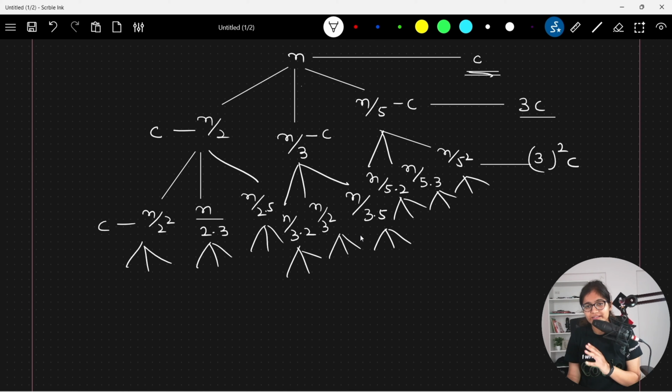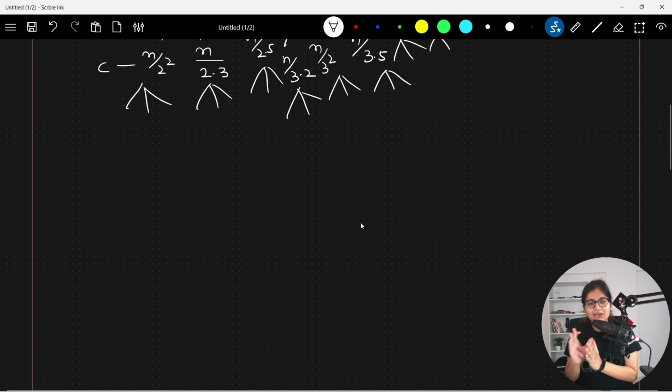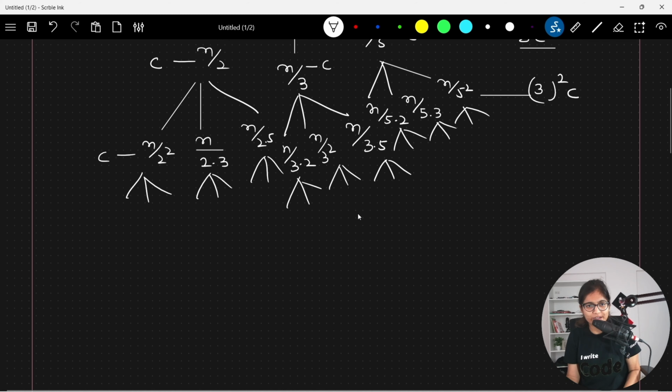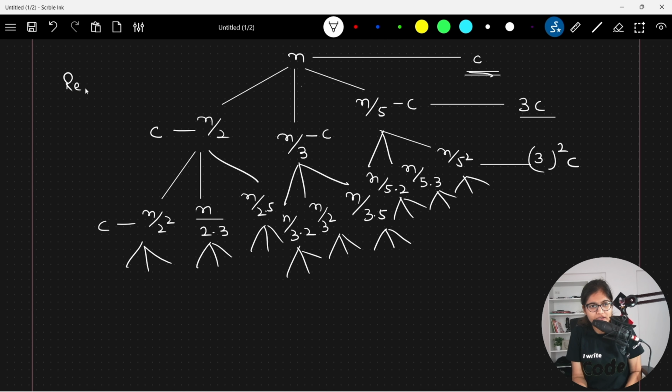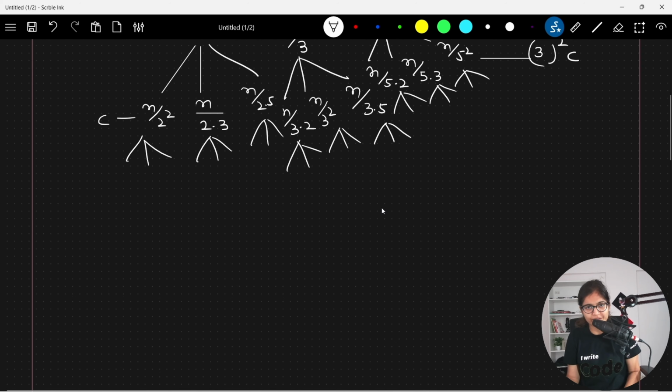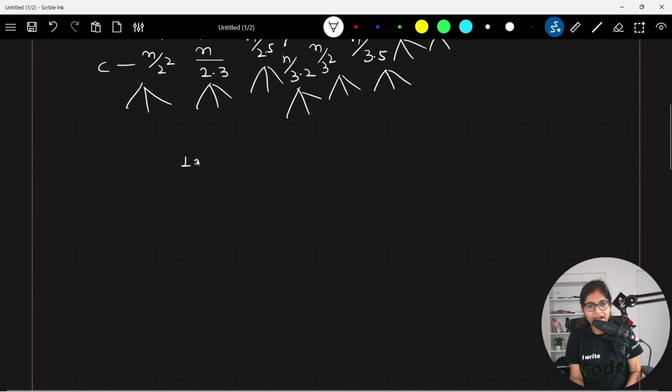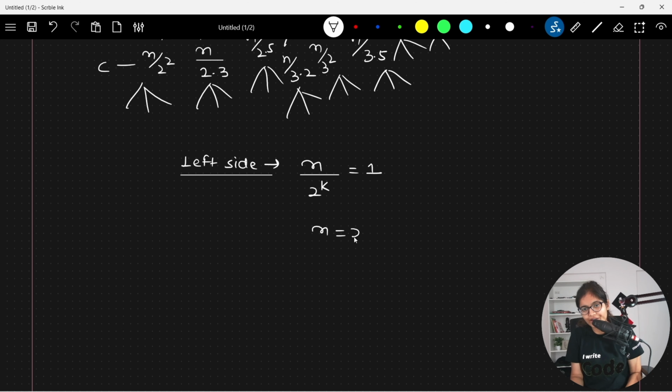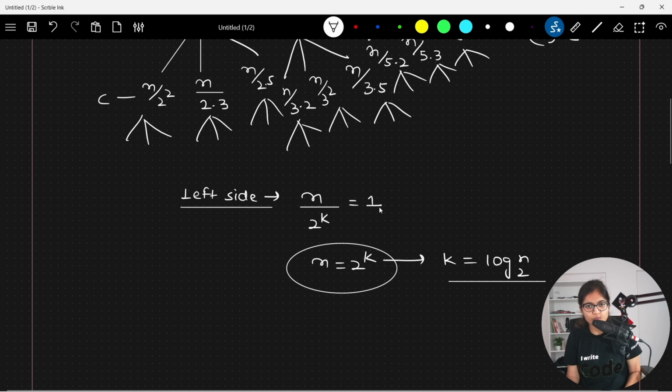The question is that now, in this recursive tree that we have created just now, how many different kinds of splits do we have? When we are on the left side, we are saying n by 2 to the power k is equal to 1. So here the value of n is equal to 2 to the power k, so the value of k is log of n base 2, right? This is what we are getting.